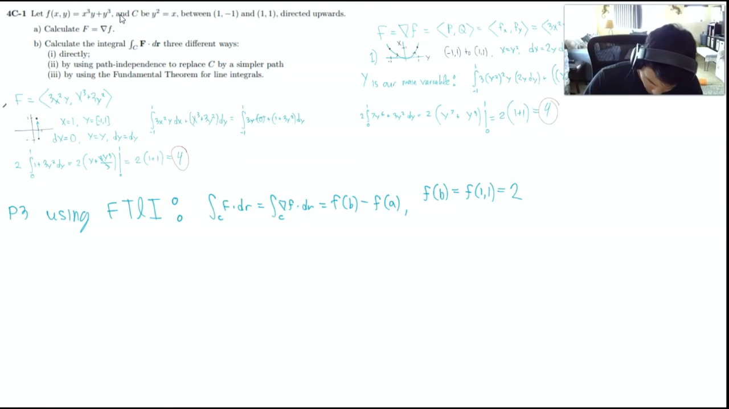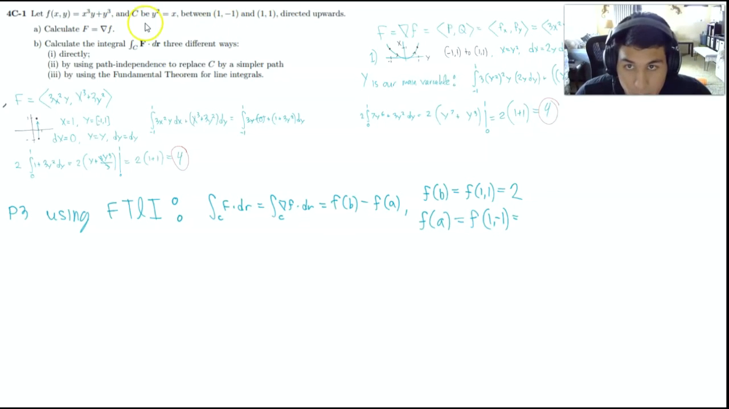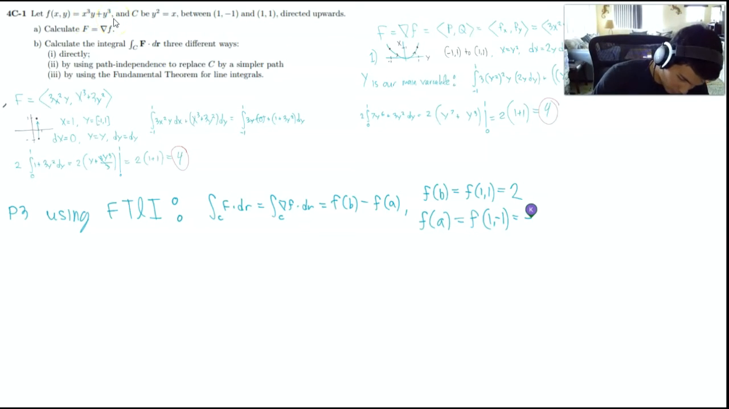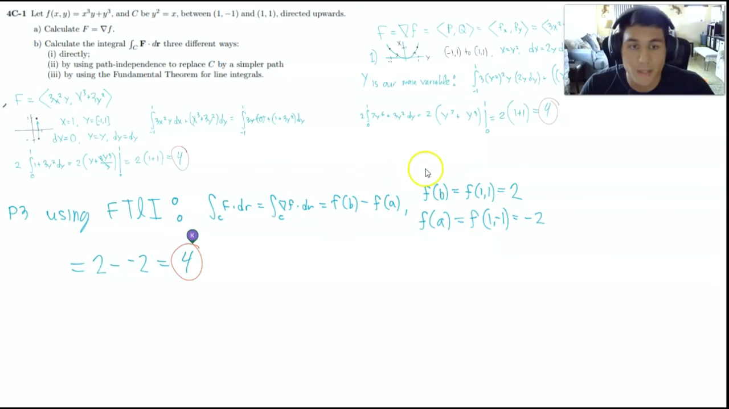Okay. And then f of a, which is the same thing as f of 1, negative 1. Let's think about this. So it's 1 cubed, 1 times negative 1, plus negative 1 cubed. Negative 1 cubed is negative 1. So negative 1 minus 1, which is equal to negative 2. Okay, and then as you can see, we just subtract them. So it becomes 2 minus negative 2, which is equal to 4. Oh, look at that. Spoiler alert. It's 4. I mean, I think everybody saw it coming because I kept saying it.